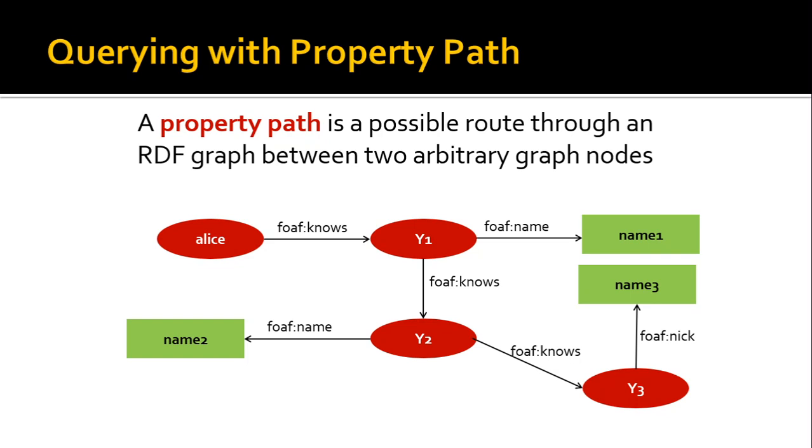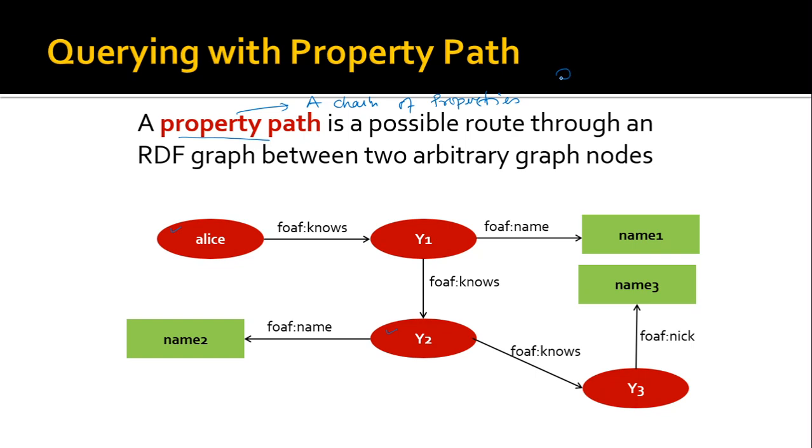So if you look at this graph, if you take two nodes like Alice and y2, these two nodes are connected via two edges, right? So if you connect these two edges, it is a kind of chain of the nodes connected via some properties, right? And this chain of properties is called a property path, right? So this property path is nothing but a chain of properties, right? And what does this chain consider?